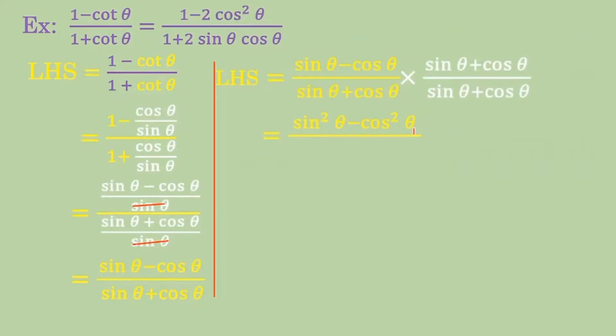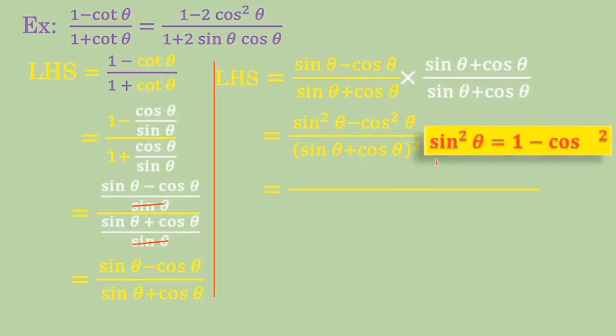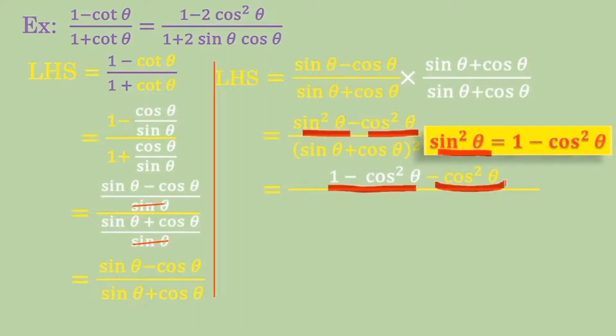In the denominator, sin theta plus cos theta into second bracket sin theta plus cos theta is equal to sin theta plus cos theta whole square. Keep an eye on the right hand side and work as needed. We know that sin square theta equal to 1 minus cos square theta. Let us replace sin square theta with 1 minus cos square theta, and minus cos square theta remains as it is.